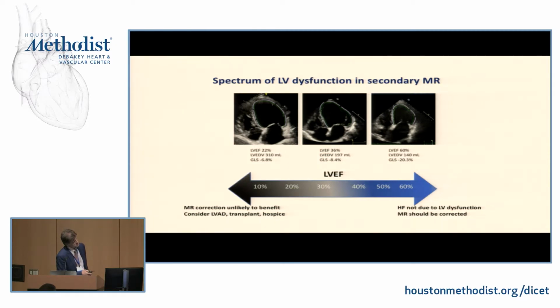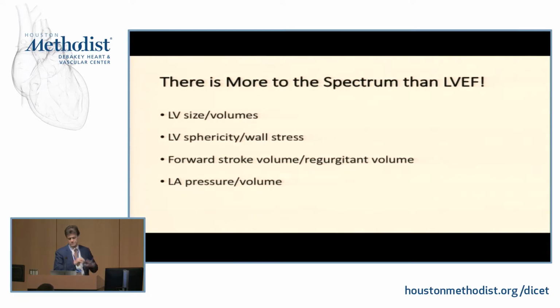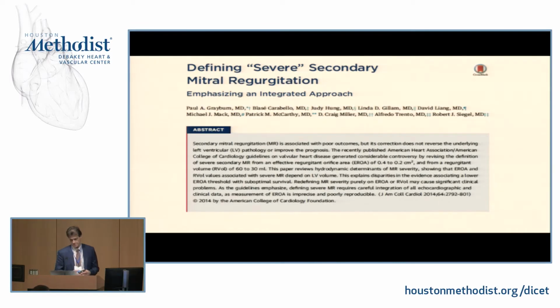Somewhere in the middle is a line where you're better off not fixing the MR, and somewhere in the middle is a sweet spot where fixing MR helps patients, and we really don't know because those patients are all jumbled up. Of course, there's more to that spectrum than just EF. It's also size and volume of the ventricle, sphericity and wall stress, forward versus regurgitant stroke volume, and even LA pressure, volume and compliance, I would add.